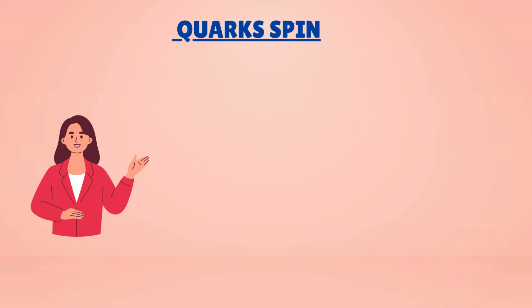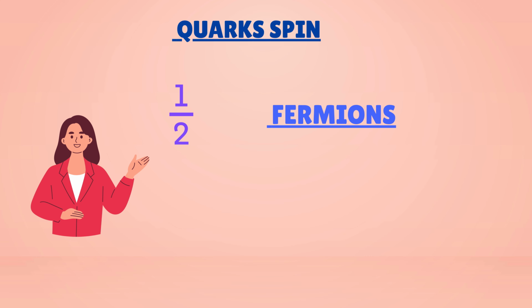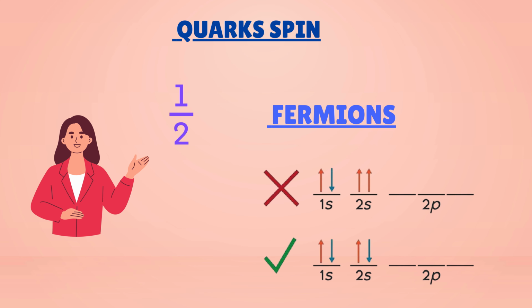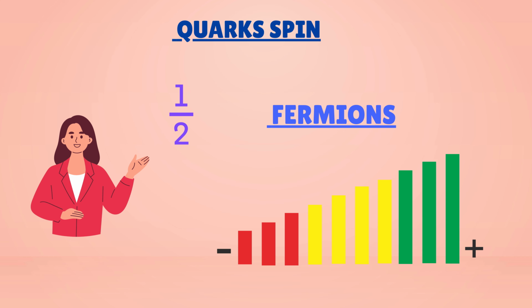For quarks, the spin is 1/2, meaning they belong to a family of particles called fermions. That means particles that obey the Pauli exclusion principle. The Pauli exclusion principle is a rule that says no two particles like quarks or electrons, which are called fermions, can be in the exact same energy levels at the same time.